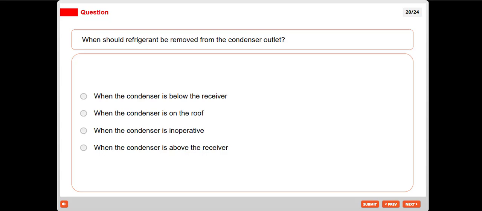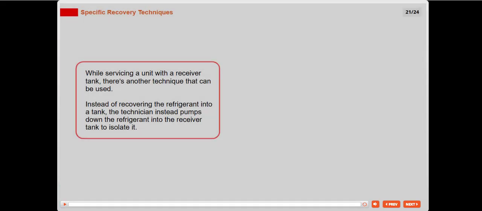When should the refrigerant be removed from the condenser outlet? When the condenser is below the receiver, when the condenser is on the roof, when the condenser is operative, when the condenser is above the receiver. If it's below the receiver, we must remove from the condenser.